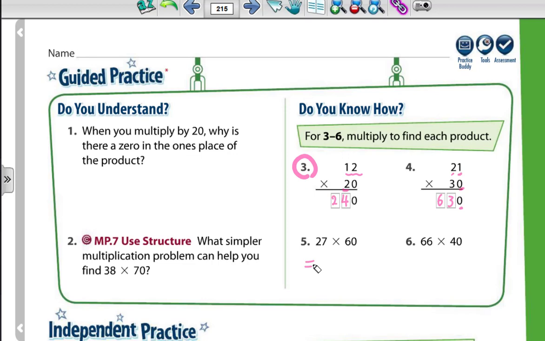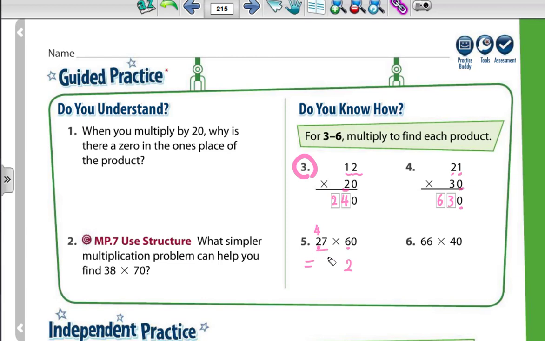27 multiplied by 60, question five. Multiply 27 by 6 first, then add the 0. 7 times 6 equals 42. So we will write 2 and carry up 4 over the tens.